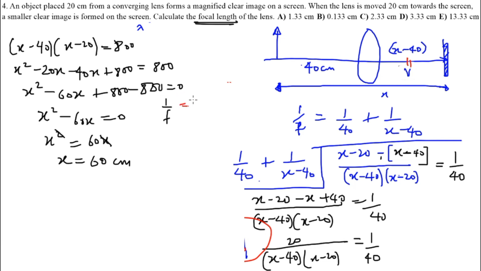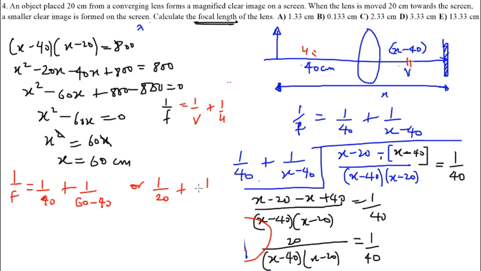1 over f equal to 1 over v plus 1 over u. So if I use this particular scenario, my u will be 40 and my v will be x minus 40. So that will be 1 over f, which is equal to 1 over u, that's 40, plus 1 over v. v is x minus 40 and x is 60 minus 40. Or if I use the first scenario, which the object distance is 20 plus the image, which is x minus 20, and now x is 60, then minus 20.